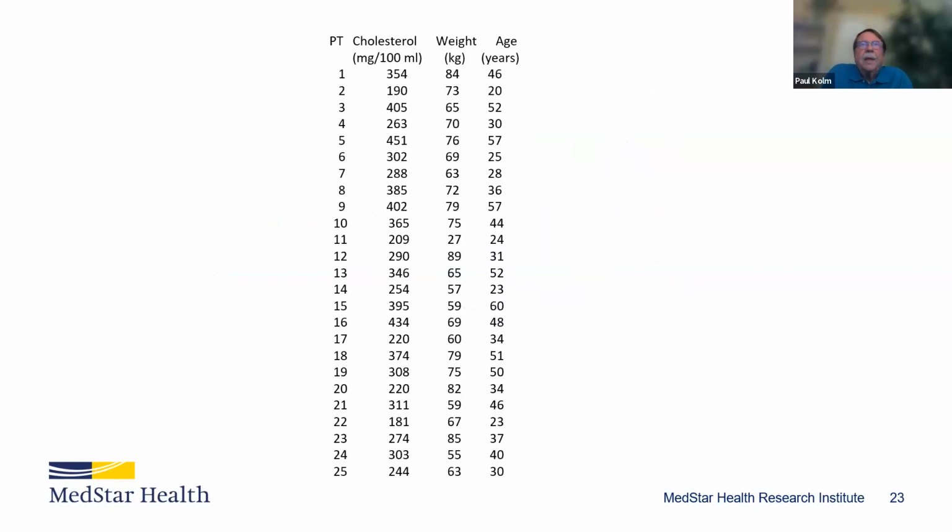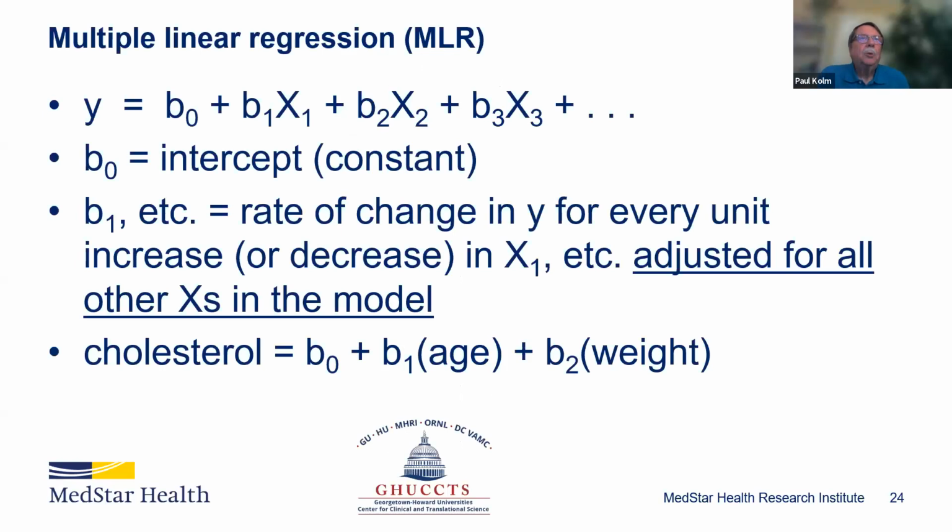So let me then take a look at a multivariable analysis where we have more than one independent variable. I've added weight to our data set here. What we want to do is regress cholesterol on weight and age. Our multiple linear regression, which is usually abbreviated MLR, will look like this, where we have multiple independent variables.